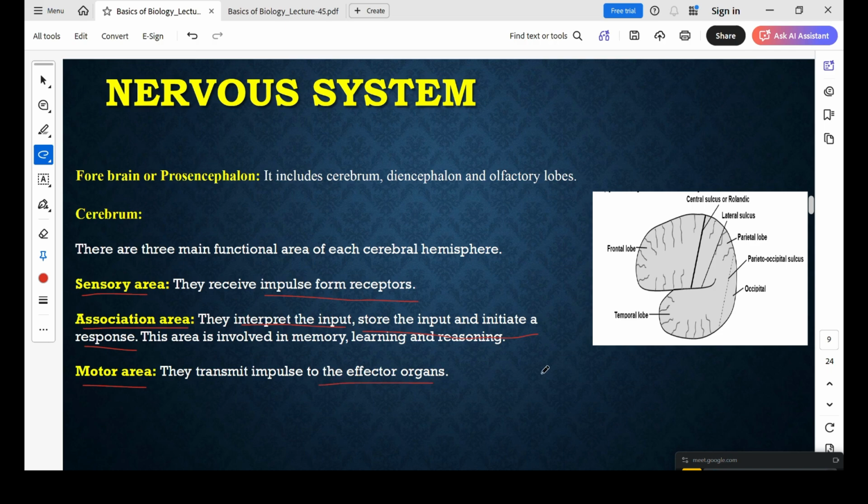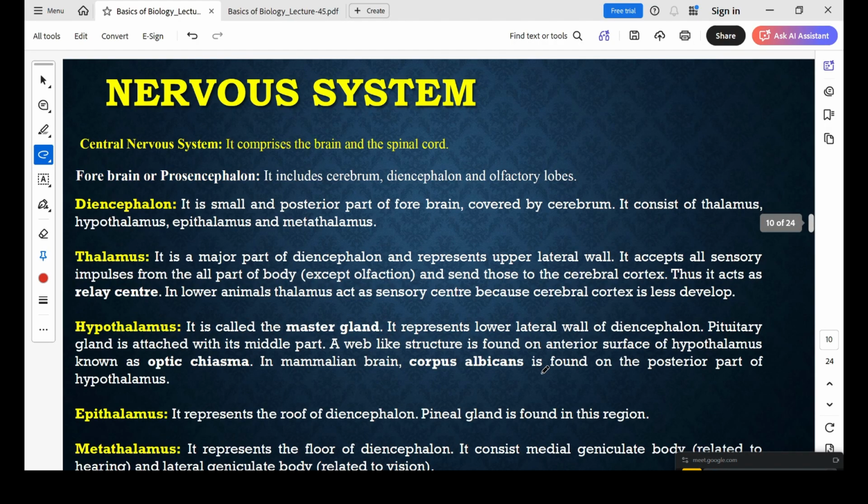So whatever input comes in through the sensory area, the association area interprets this input, if needed stores it, and initiates a response. If this response requires a motor response, then the motor area transmits the impulse to the effector organs.